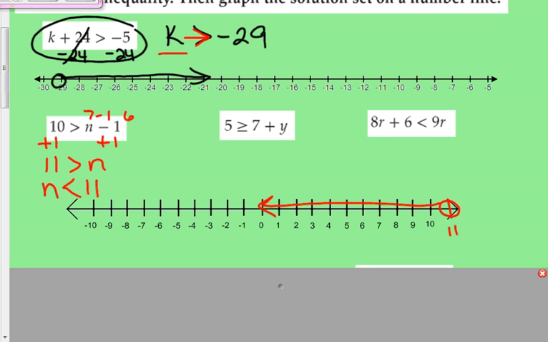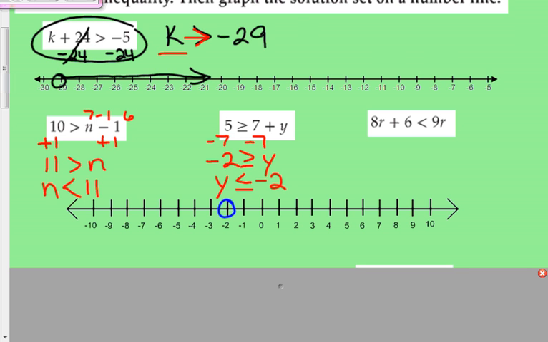Let's do this one. We have a positive 7 here, so we'll subtract the 7 away. That means we're going to end up with a negative 2 greater than or equal to y. Again, I want my variable on the left, so I'm going to switch it around. Y is less than or equal to negative 2. So I'm going to go to my number line. Here's my negative 2. We're going to put a circle at negative 2.